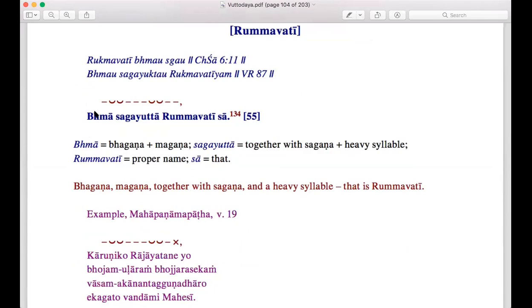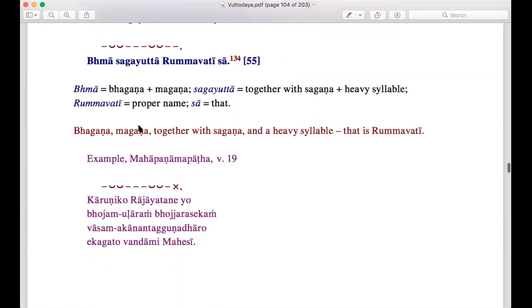This is a consonant without vowel. Bhuma sagayutta Rummavati sa. So Burmese friends read this as Bhama, Bh, or Bhama, Bhama, with a vowel sound. Bhama sagayutta Rummavati sa. So that verse is called Rummavati if there is Bhagana, Magana, and then Sagana, Garu. Bhagana, Magana, Sagana, Garu is Rummavati. Yutta, if it is combined with Bhagana, Magana, Sagana, and Garu.